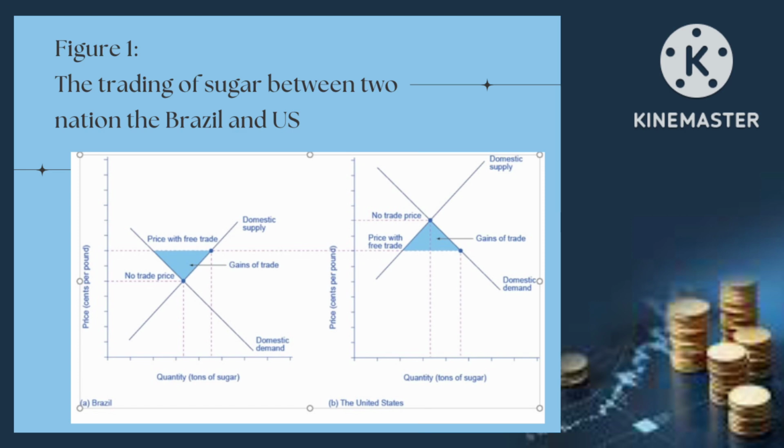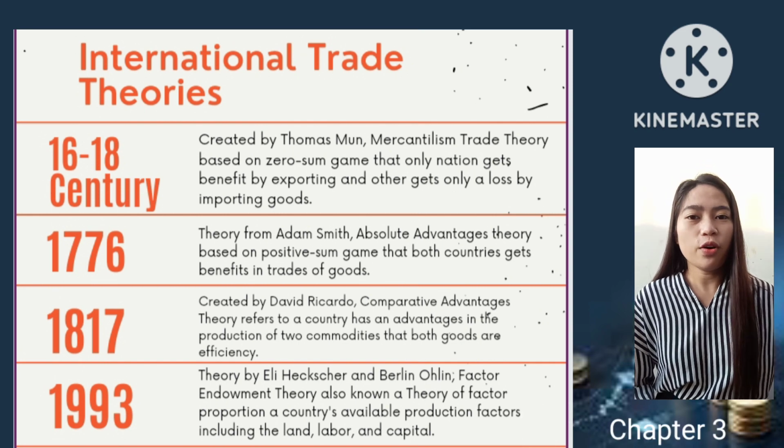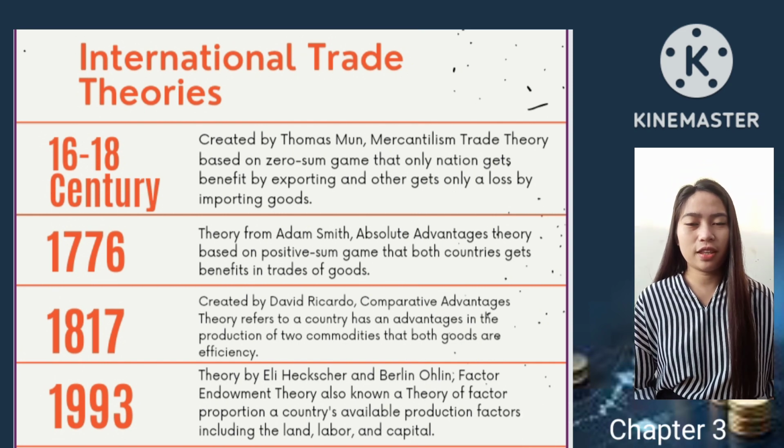The two nations are independent nations experiencing gains from trade with different transactions, in which Brazil produced a supply of sugar with increased price with free trade, while the US also produced sugar to trade with an increase in no-trade price, with that both nations collect benefits through trading. In Chapter 3, we learn also the international trade theories.